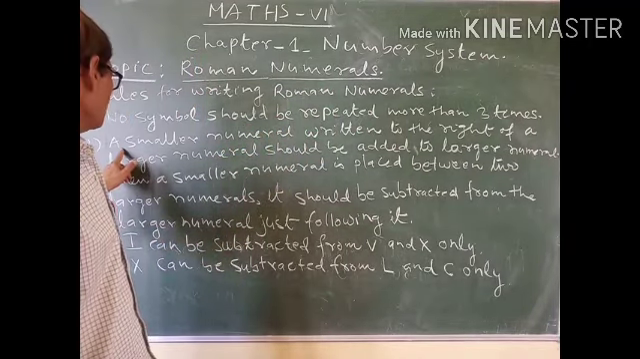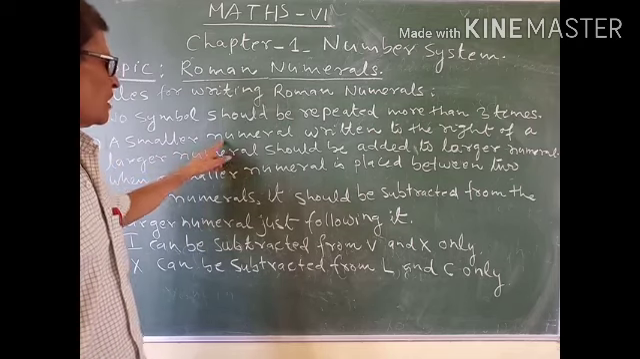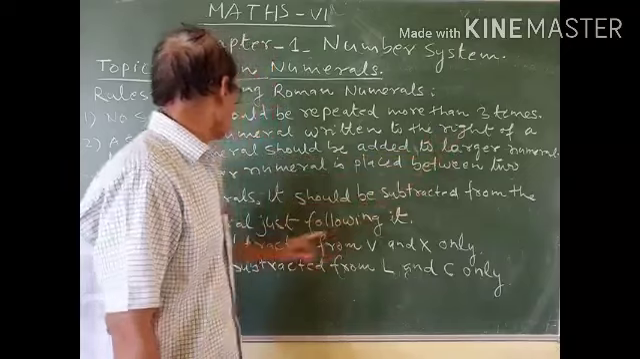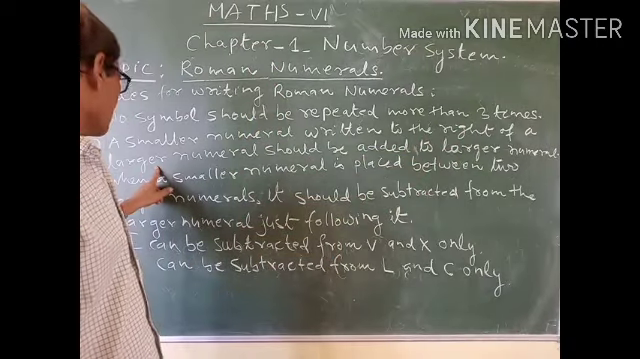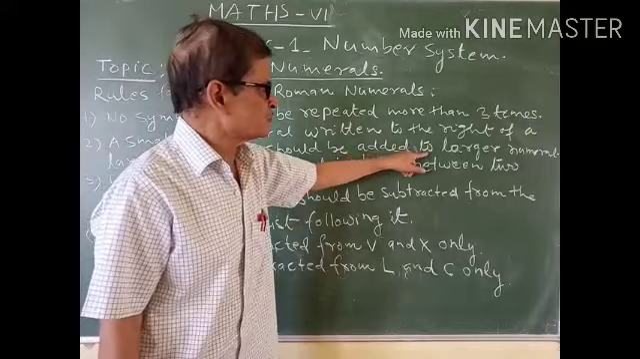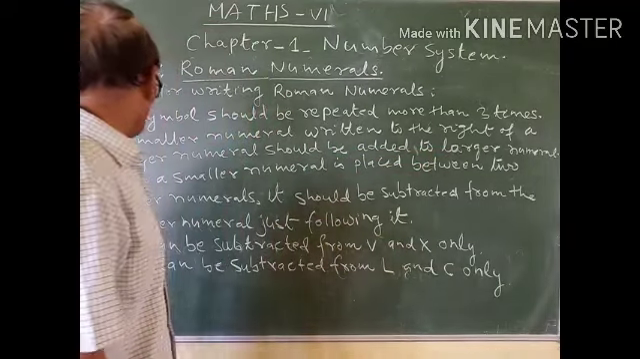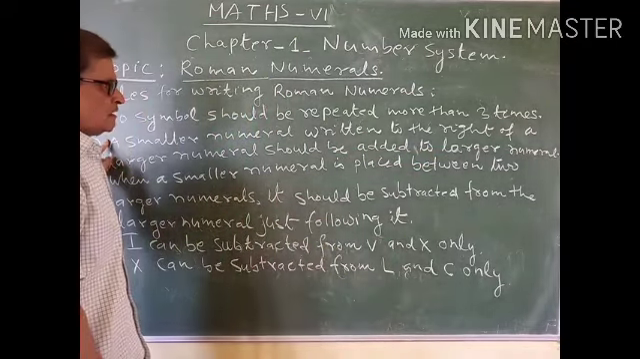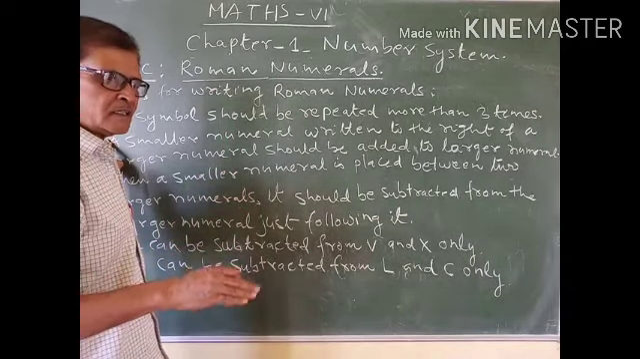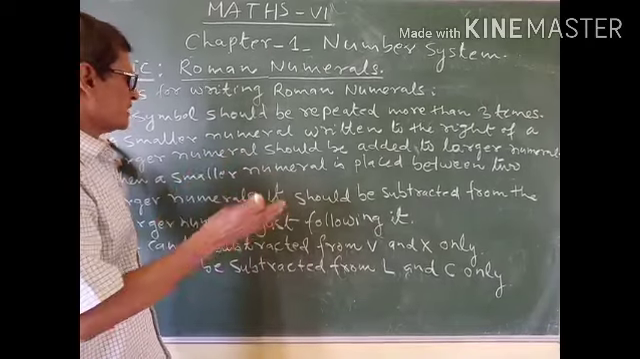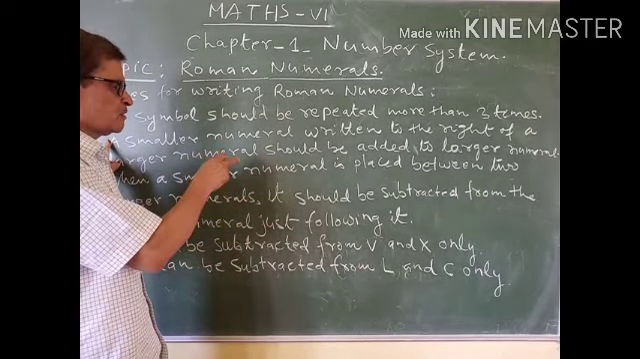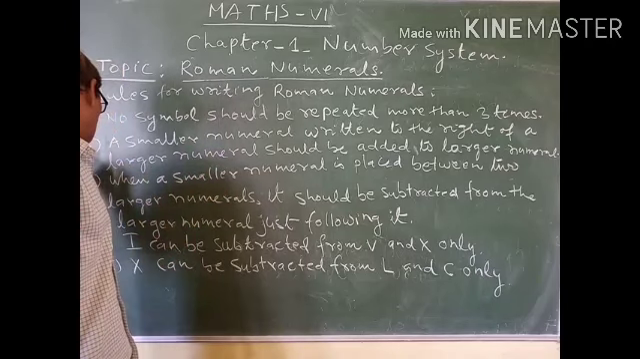The second rule is when a smaller numeral is written to the right of a larger numeral, it should be added to the larger numeral. If a smaller number is written after a bigger number, it means it should be added to the larger number.